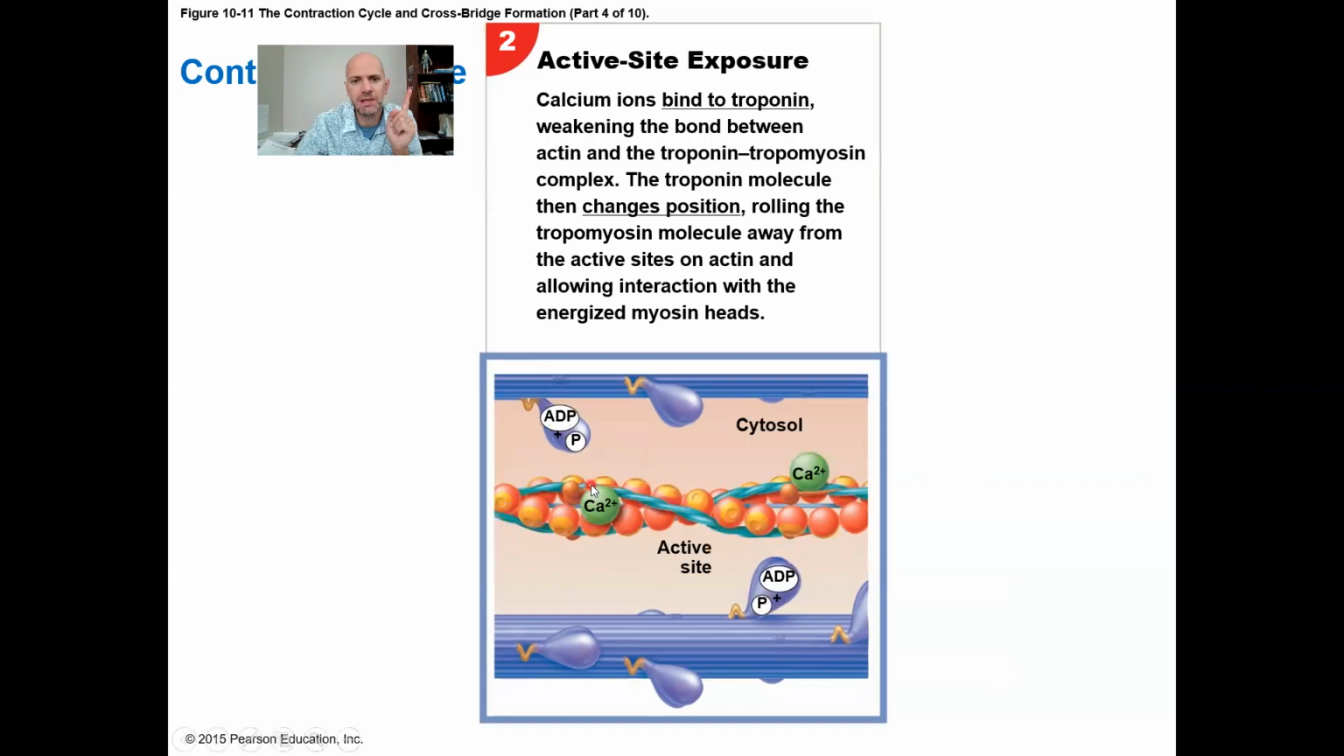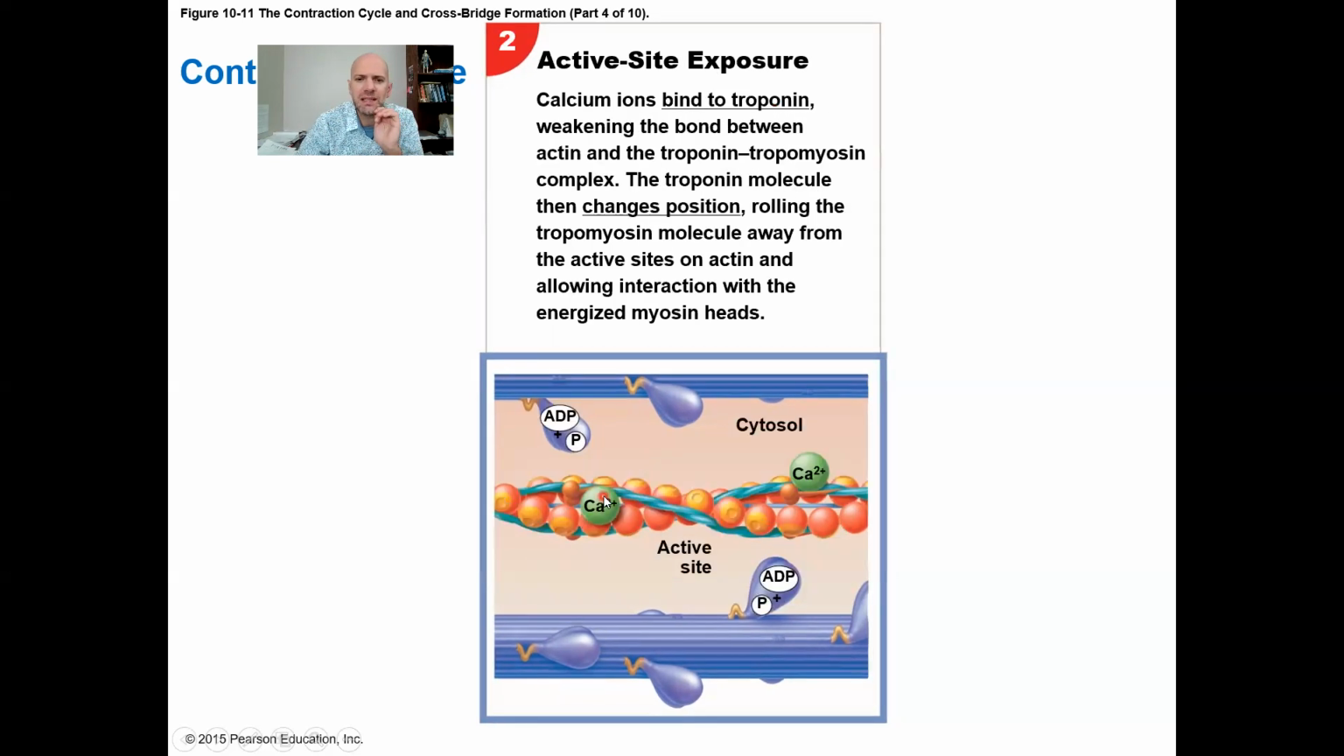Okay, so in this next step, we can see calcium is bound to troponin, and that binding of calcium to troponin causes a molecular movement. Okay, binding causes molecular movement. The movement in this case is the movement of troponin and tropomyosin off of the actin active site.